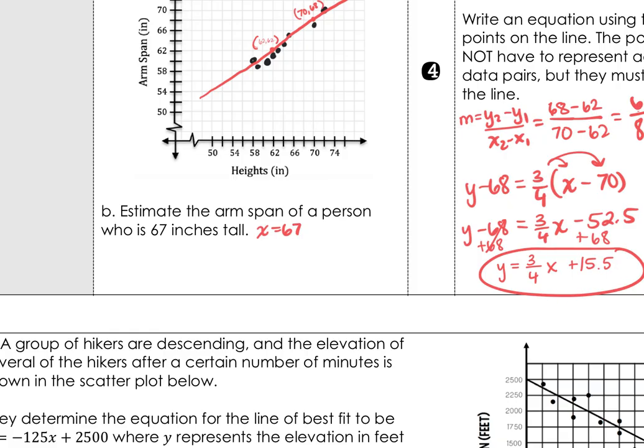We have the equation for this trend line. Put it in for x. They're giving us a value for x. X is the height. And we have an equation where we can find the arm span, which is the y. So we're going to use our function notation, plug it in. What's the output value when the input value is 67?